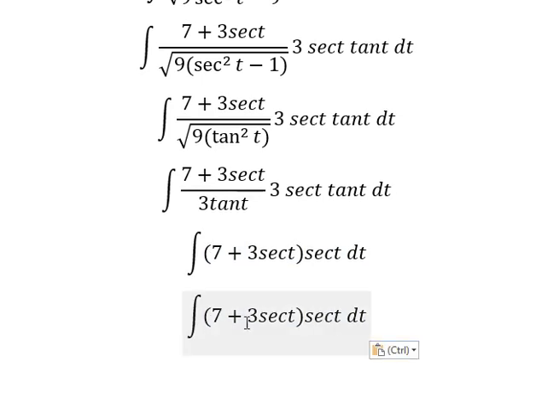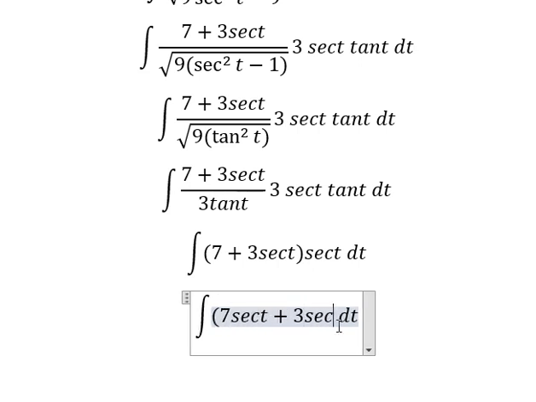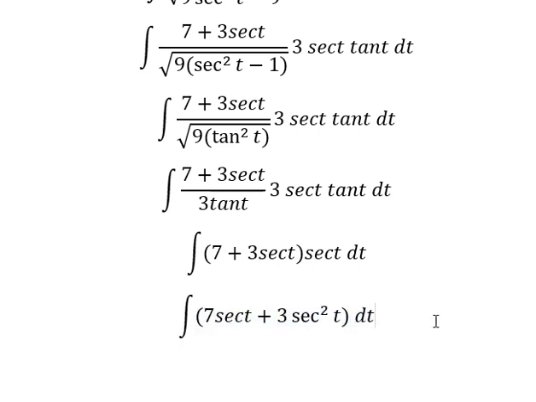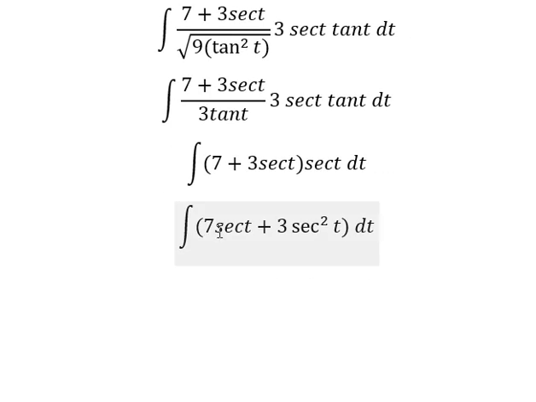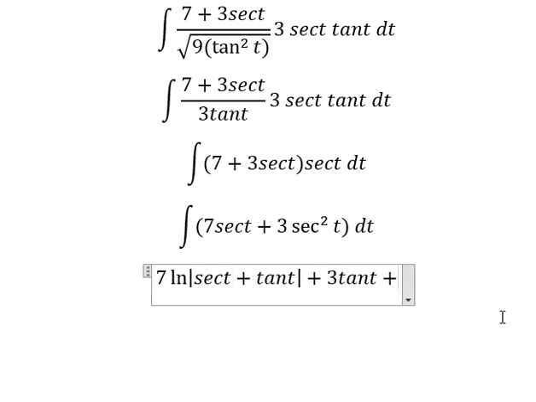So secant of t multiplied by 7 and secant of t. So we have like this. The integration of this one is number 7 ln of the absolute value of secant of t plus tan t. The next one is tan t, and I will put c.